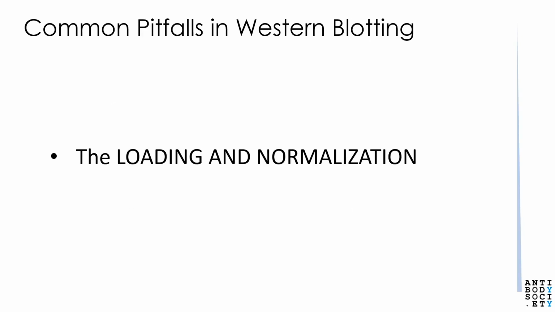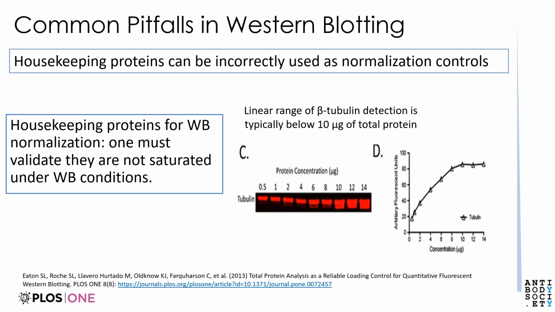So loading and normalization is another common area where we have some problems, and that's because 95% or more of people who do Western blotting right now rely on housekeeping proteins. My lab does not use housekeeping proteins because we found that it takes too much time to keep validating them, and we found in over 50% of the Westerns that we do, housekeeping proteins were not linear.